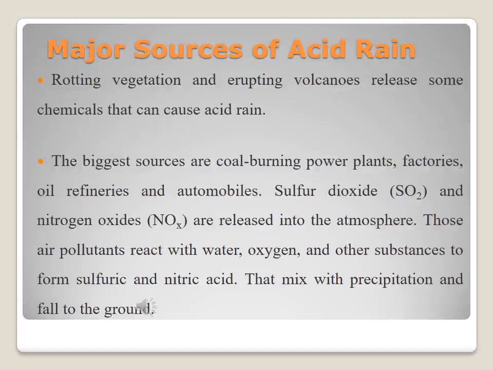Rotting vegetation and erupting volcanoes release some chemicals that can cause acid rain. The biggest sources are coal-burning power plants, factories, oil refineries and automobiles. Sulfur dioxide and nitrogen oxides are released into the atmosphere. These air pollutants react with water, oxygen and other substances to form sulfuric acid and nitric acid that mix with precipitation and fall to the ground.